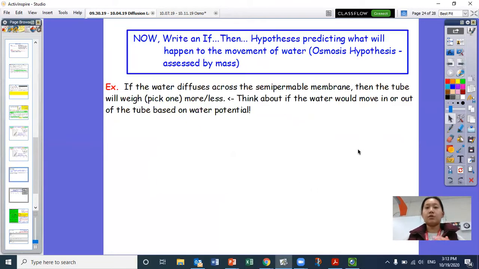The next hypothesis you're writing under both of the cup diagrams that you drew is going to be predicting the movement of water. Okay, so we want to talk about the osmosis hypothesis, and we're going to assess this one by mass, not by color. So for example, if the water diffuses across the semi-permeable membrane, then the tube will weigh more or less. And again, we're going to change this.